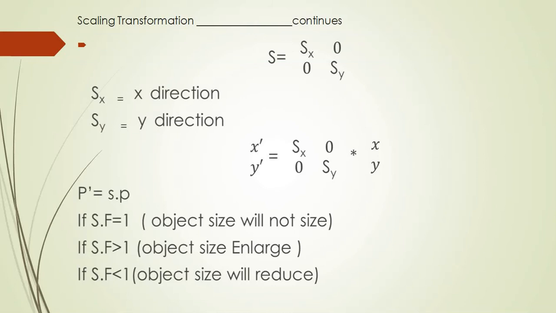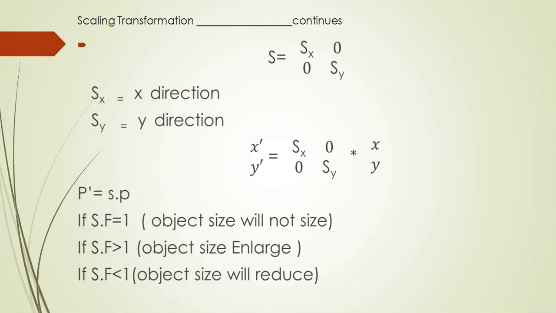There are basically three conditions. If Sf is equal to 1, the object size will not change; it remains the same as the original. Second, if Sf is greater than 1, the object size is enlarged, that is, bigger compared to the original one. Third, if Sf is less than 1, the object size is reduced compared to the original one.